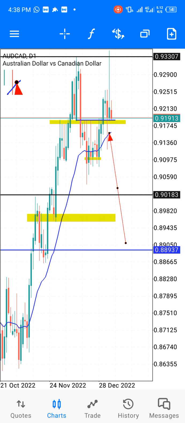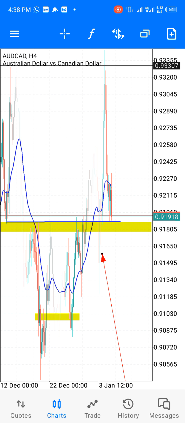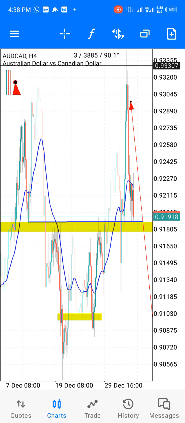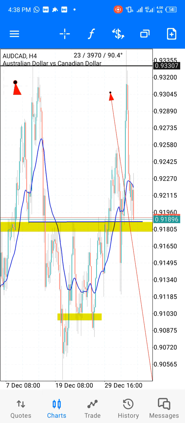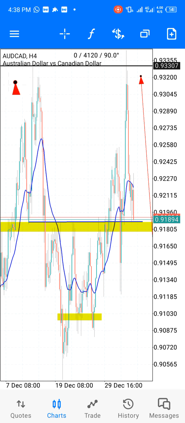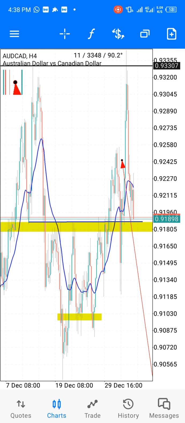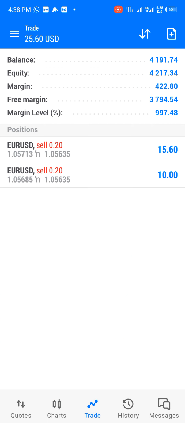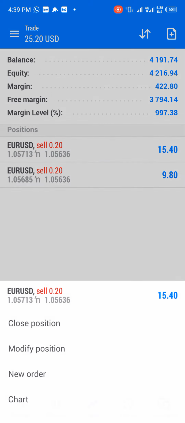Let me go on H4 so that you're able to see properly. We talked about this resistance, we were here, we bought. I explained everything. I told you guys when the market gets here, I'll be out. That will be my TP, and that's exactly what the market has done. And I explained from here anything can happen. Everything is in the previous video that I did, you can go back and watch. So right now, let's go to Euro USD.